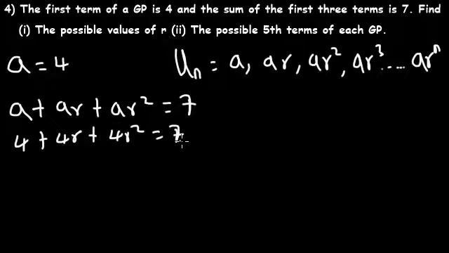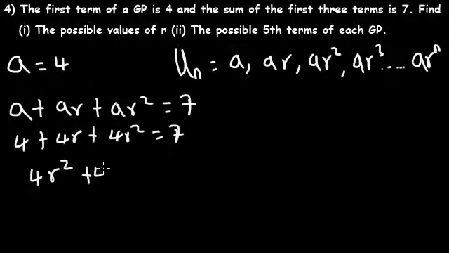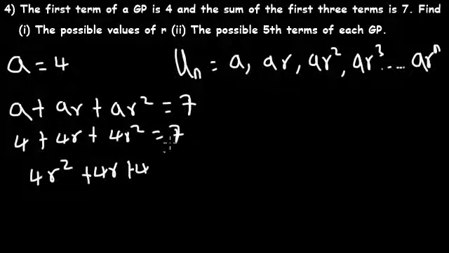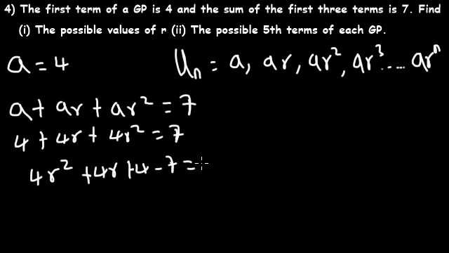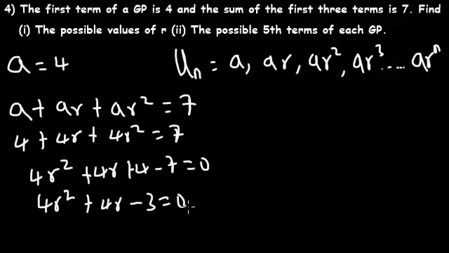So let's bring this to this side in order to have an equation that is equal to 0. So we have 4R squared plus 4R plus 4 minus 7 equals 0, and therefore 4R squared plus 4R plus 4 minus 7, which is minus 3, equals 0. So now we have a quadratic equation. So let's solve for R.